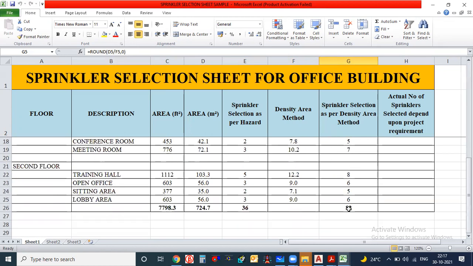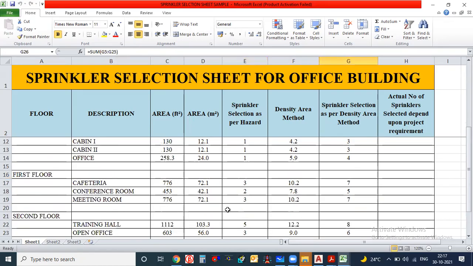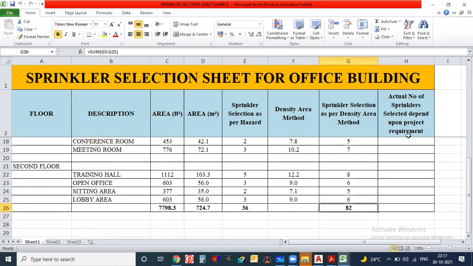Again, the same thing follows. Here I will get 82 sprinklers. Just see the difference between these two methods. One method is telling 36 sprinklers, and even this method is also approved in NFPA. And the density area method is telling 82.